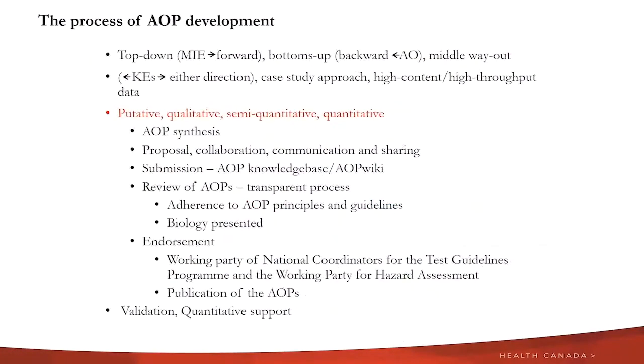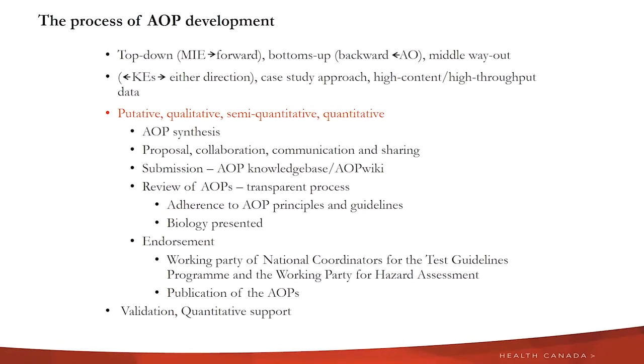So the process of AOP development itself is fairly onerous. There are many different ways of going about it. You can start with the MIE if you know it and walk forward to an AO, or you can start with an AO and go backward to a MIE. You can also start in the middle with any KEs that you know of. There can be case study approaches, or it can be using data from high content analysis, etc. There are different types of AOPs. You can have a mini AOP, a putative AOP, a qualitative AOP, or a quantitative or semi-quantitative one.